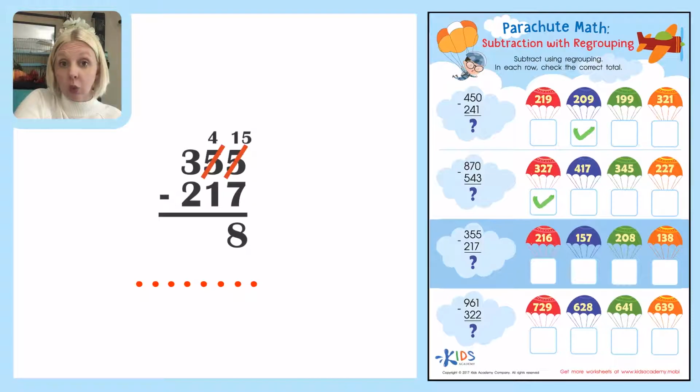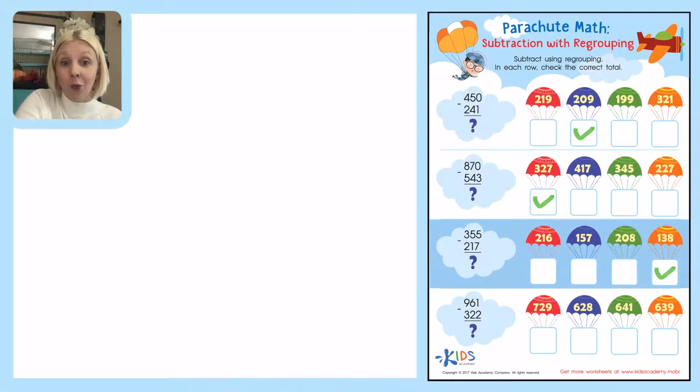Then 4 minus 1 is going to be 3. And then 3 minus 2 is going to be 1. So the answer is 138. So I'm going to come over here and I'm looking for 138. I don't see it yet. Oh, there it is, 138. Now, if I didn't find the number over here, that would probably let me know that I did something wrong with my math over here. So always make sure that you see the number, but since I do, I'm going to go ahead and check it, okay? Nice job. We've got one more.